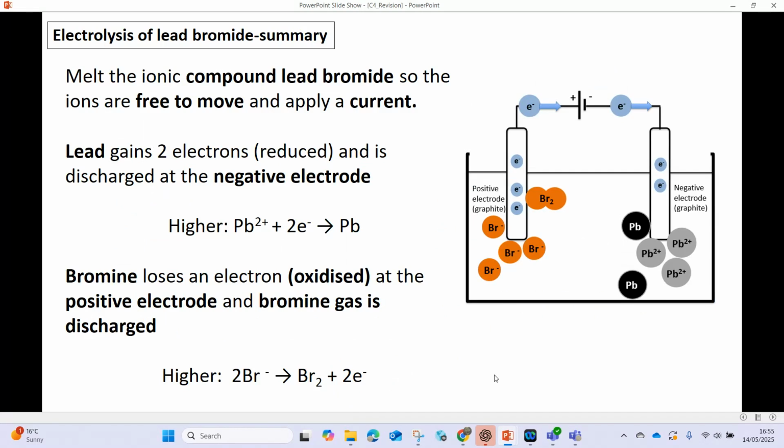If you look at that overall, then this all obviously is going to happen at the same time. What you need to do is melt the compound. In this case, it's lead bromide, so the ions are free to move. Then you apply your current. The lead will move towards the negative electrode and gain 2 electrons and become reduced. And again, if you need to know that ionic equation, make sure you know that. The bromine loses an electron at the positive electrode and turns into bromine gas and is discharged.